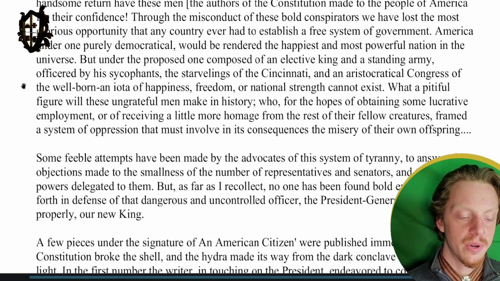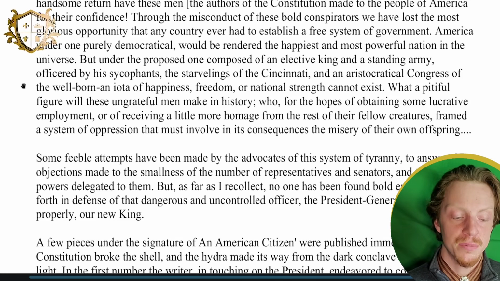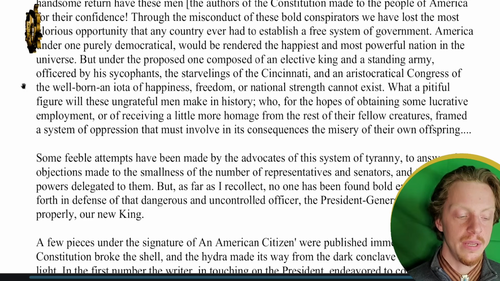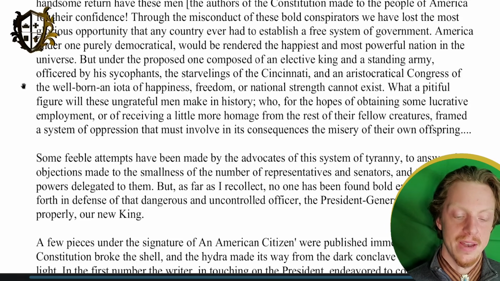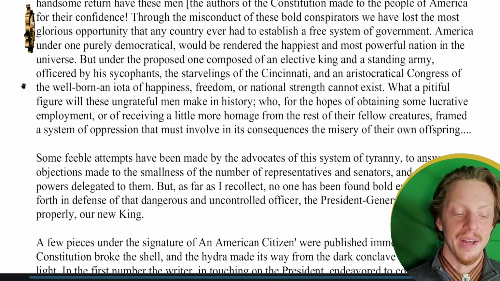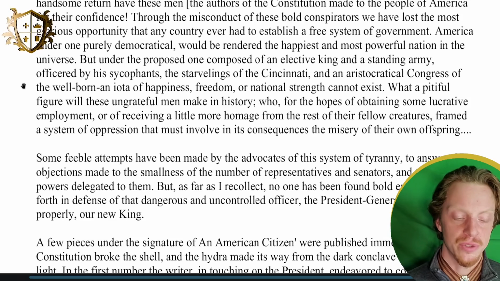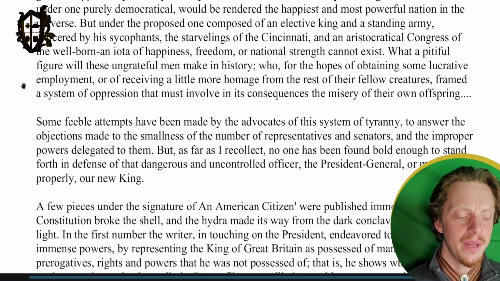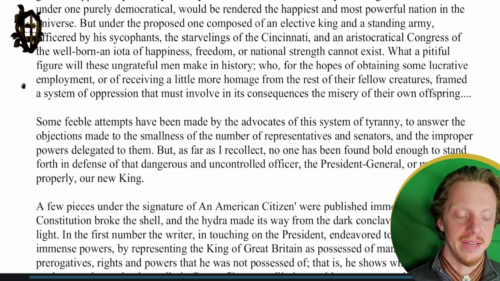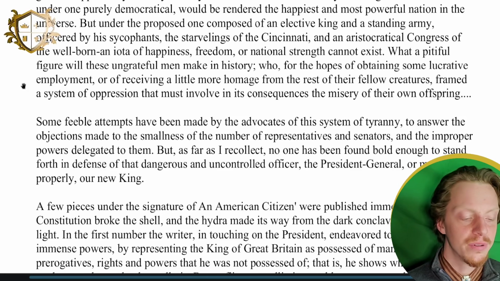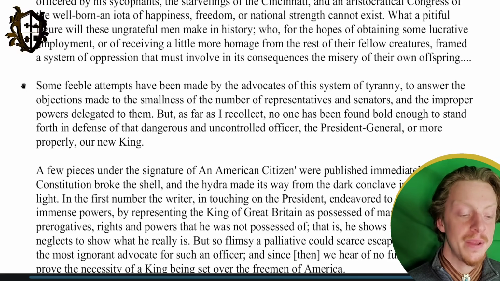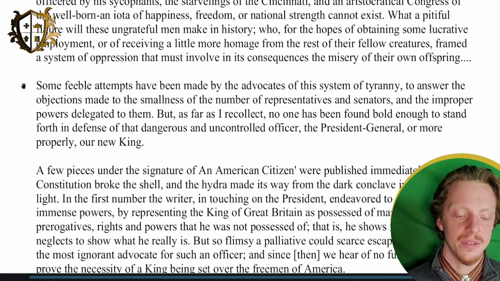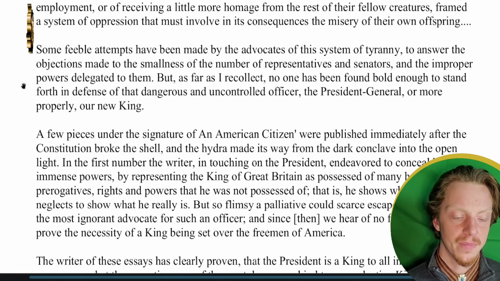America, under one purely democratical, would be rendered the happiest and most powerful nation in the universe. But under the proposed one, composed of an elective king and a standing army, officered by his sycophants, the starvelings of the Cincinnati, and an aristocratical Congress of the well-born, an iota of happiness, freedom, or national strength cannot exist. What a pitiful figure will these ungrateful men make in history, who, for the hopes of obtaining some lucrative employment, or of receiving a little more homage from the rest of their fellow creatures, framed a system of oppression that must involve in its consequences the misery of their own offspring.